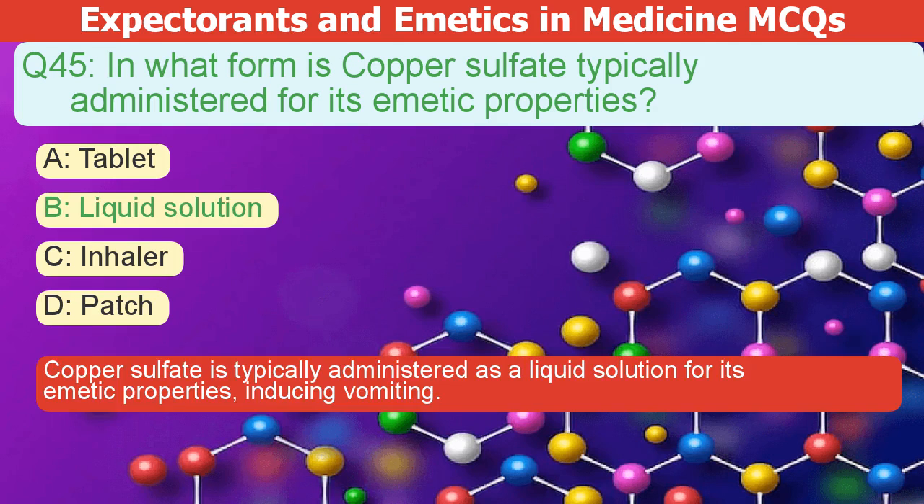The correct answer is B. Copper sulfate is typically administered as a liquid solution for its emetic properties, inducing vomiting.